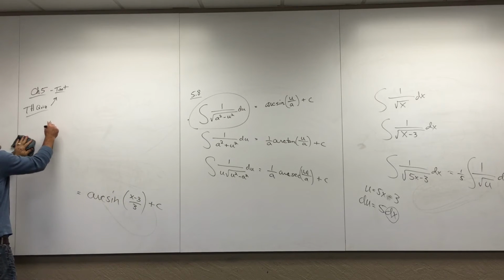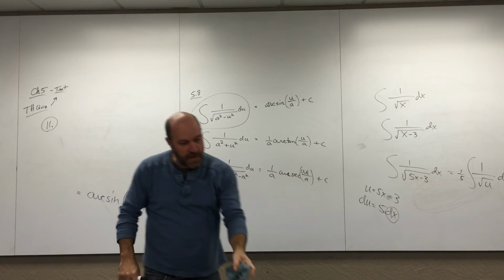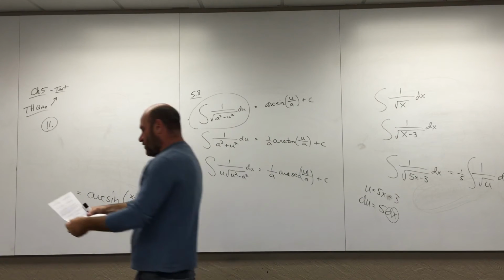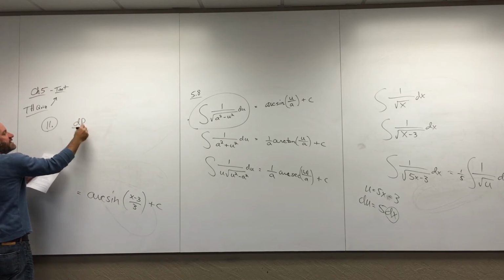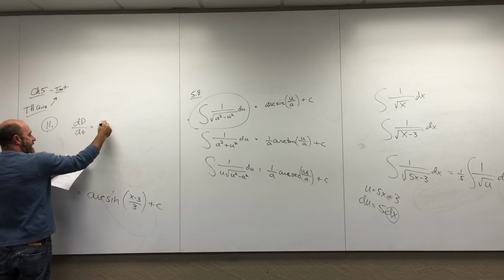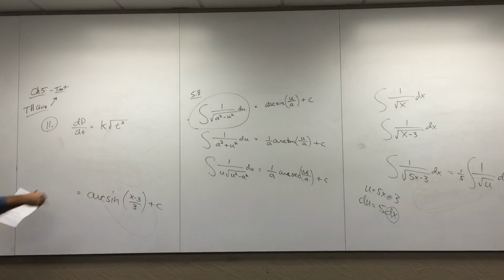So, you ready for this? He's asking about 11. Maybe I could do a different version, or maybe I could just help you with this version on your take-home quiz. What it says is dp dt is k square roots of t cubed. Is that what it says? By the way, yeah. Okay.